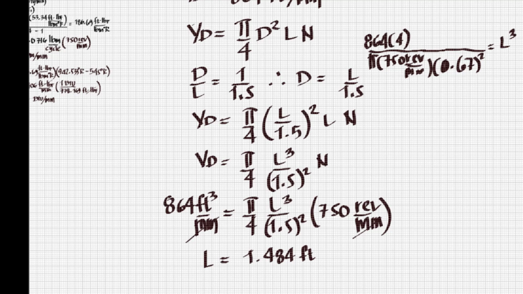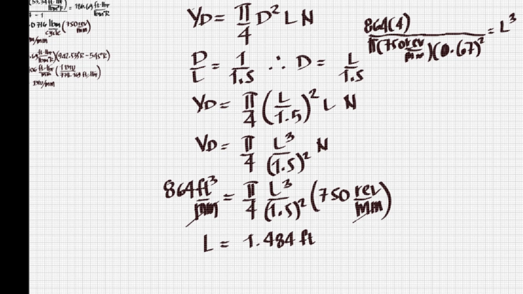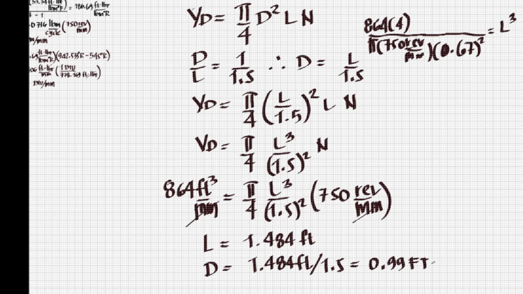Now, for the bore, coming from this equation, I can say that my bore will be equal to the length, that is 1.484 feet, divided by 1.5. Now, I have the ratio of the bore of 0.99 foot. Okay. Or we can say that will be 1 foot for the bore.